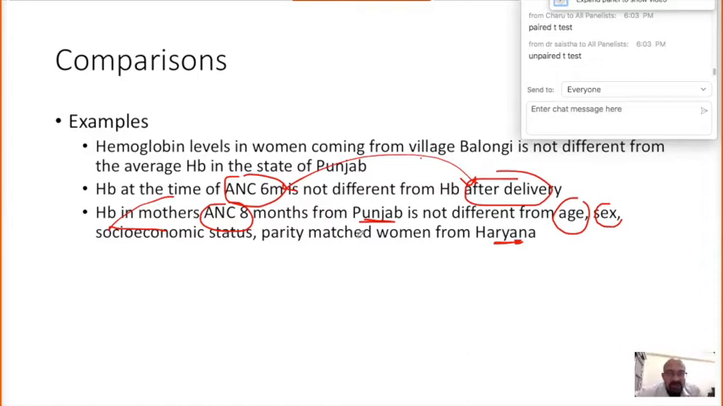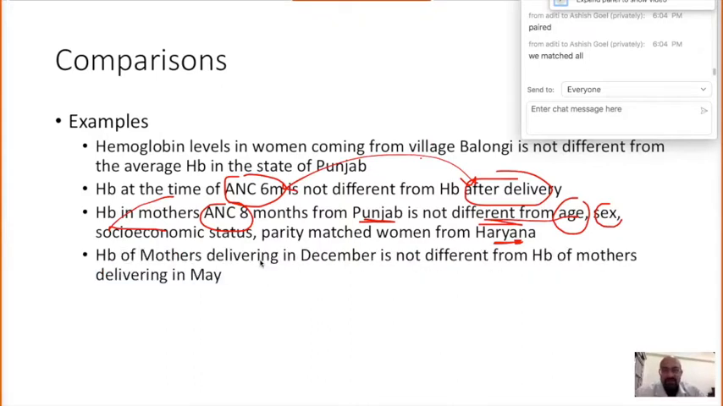Now, can you tell me whether you will use paired test or unpaired t-test? So the key thing to remember here is that these women who are coming from Punjab had been matched. They've been matched on at least 4 parameters. And because we matched, we have to use the paired t-test. If we had not matched them, then we would use the unpaired t-test. I hope I have made myself clear in this.